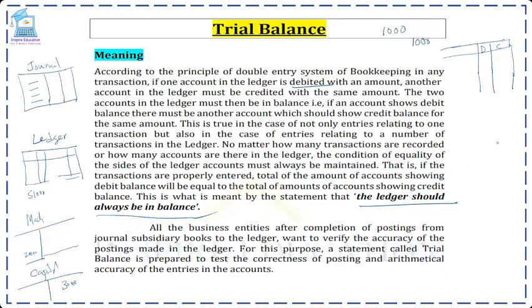So this is actually the theoretical concept of the trial balance, to check the arithmetical accuracy of the ledgers. Because we know all the debit entries should have the same amount of credit. So whenever we balance, the total of the debit should be equal to the total of the credit.